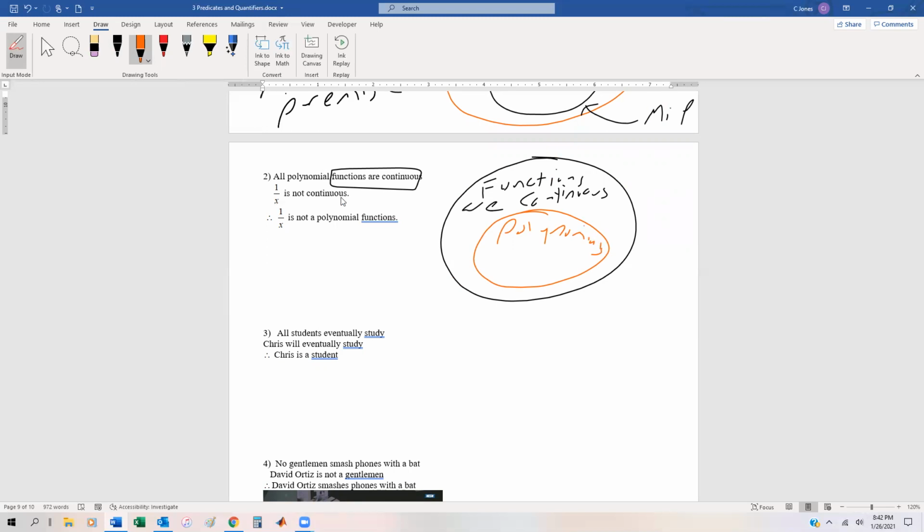Now, 1 over x is not continuous. So on the outside, since all polynomial functions are continuous and 1 over x is not continuous, we have this outside of here, and we're going to call it 1 over x. Therefore, 1 over x is not a polynomial function. And once again, it seems like we have a valid Venn diagram for this. So we just have to be careful as to what we define as the major premise and the minor premise. Okay, so once again, we're going to say valid by our diagram.